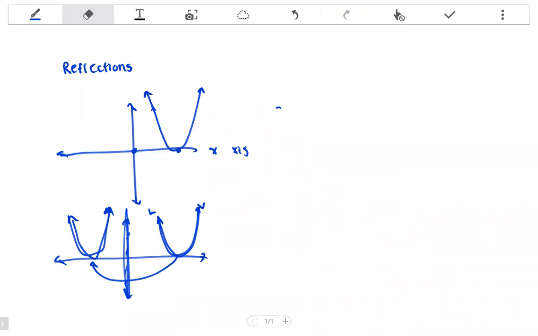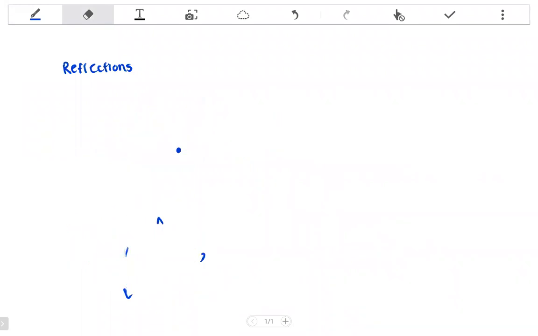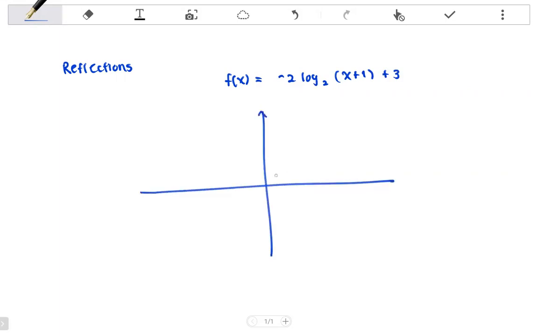That's basically it for reflections. But let's try one example problem. Let's say f of x is given as negative 2 log base 2 of (x plus 1) plus 3, pretty intimidating. So what this looks like is, that's 3, looks something like this. That's our equation, or we're shown this part of the equation. And we're searching for what the graph of g of x is. We want the equation. And we know that the graph of g of x looks something like this.